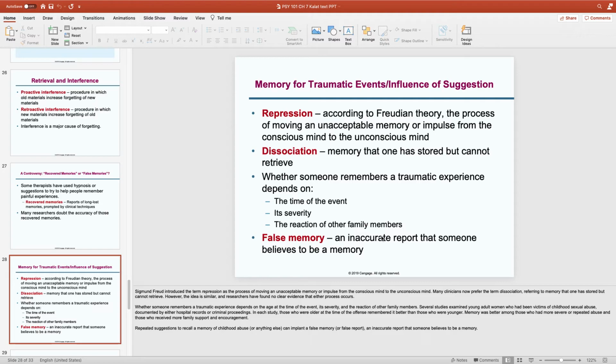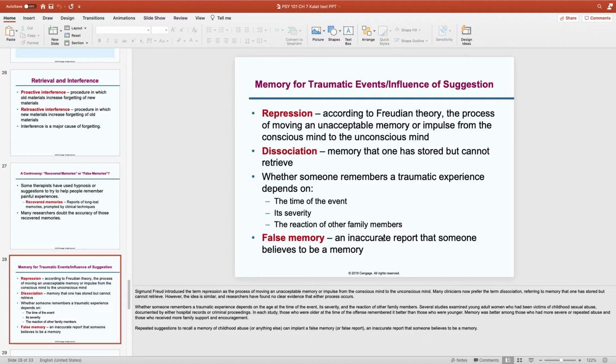Repression, we're going to talk a bit more about repression in chapter 14 because it has to do with Freudian theory, where it's moving of an unacceptable memory or impulse from the conscious mind into the unconscious mind. That was the term we used under Freudian theory, but now clinicians tend to use the term dissociation instead of repression. And dissociation has to do with a memory that one person has stored but cannot retrieve. They have it locked away somewhere, and they've dissociated the rest of their memory from that.